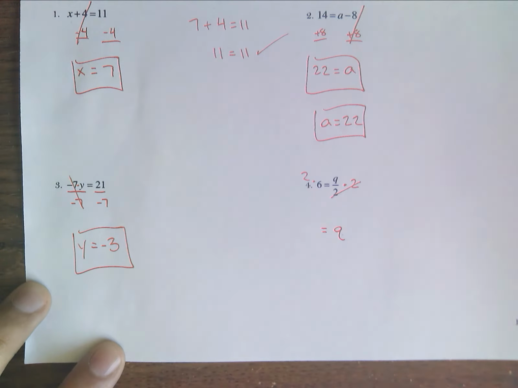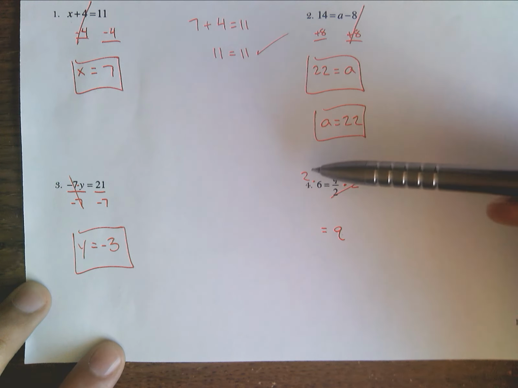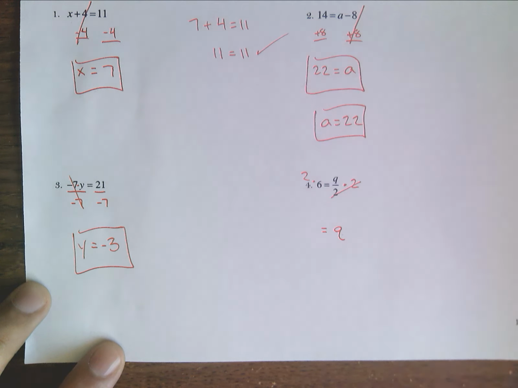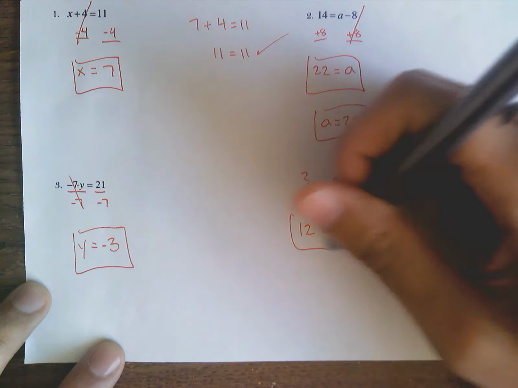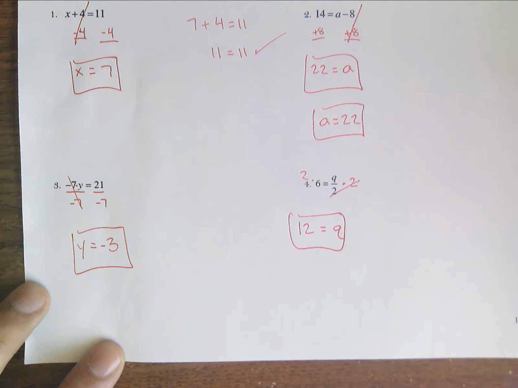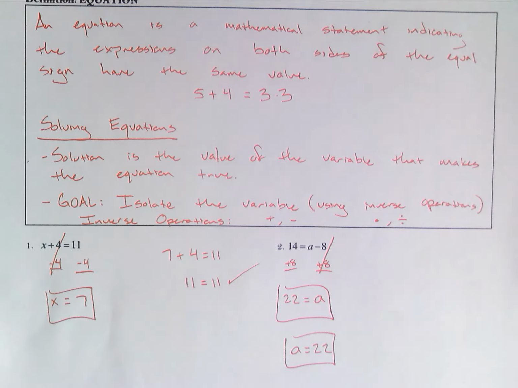Bring down the equal sign, and we have on the left-hand side 2 times 6. Well, we know 2 times 6 is 12. And again, you can leave your answer as 12 equals q, or you can write q equals 12. Either way is fine. All right, so this is a quick notes on solving one-step equations.